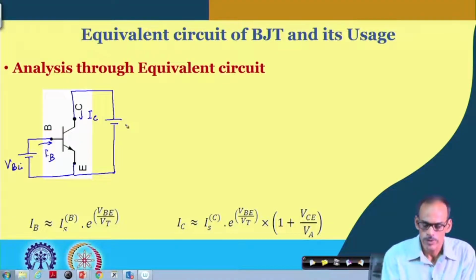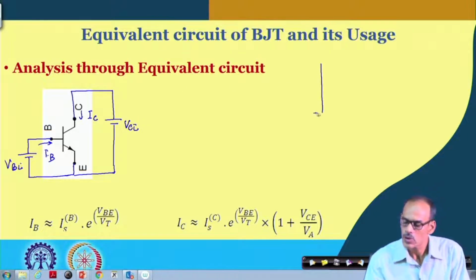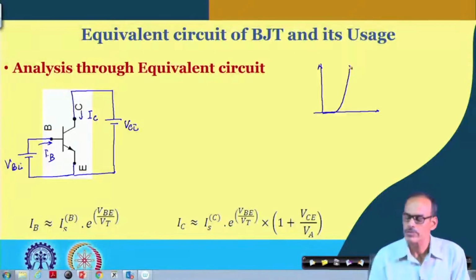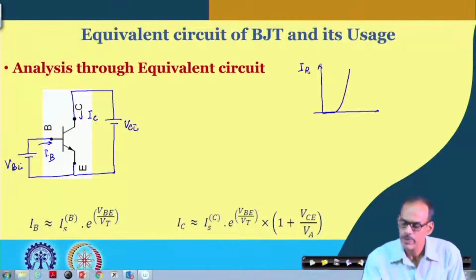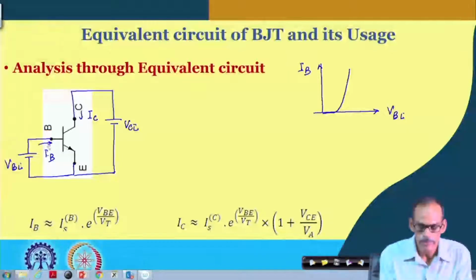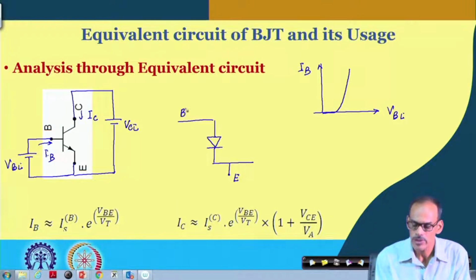Now, since we have already seen that the IB versus VB characteristic curve has similar behavior to a diode, it looks like a diode. So, from base to emitter terminal, its behavior can probably be represented by a diode. You may say that this is our emitter terminal and this is the base terminal, and in between we do have a diode.